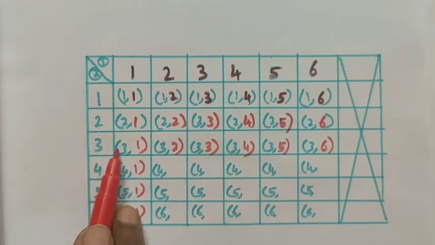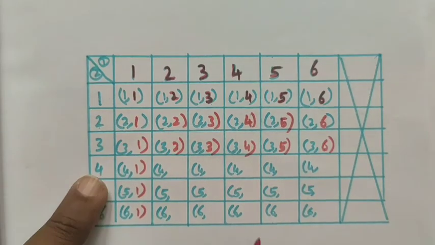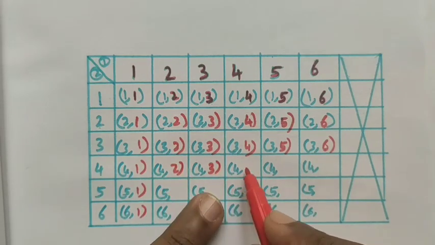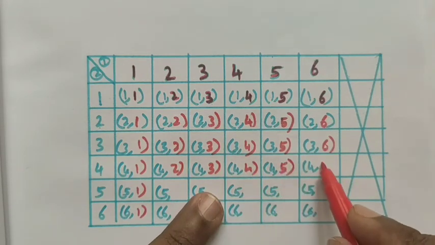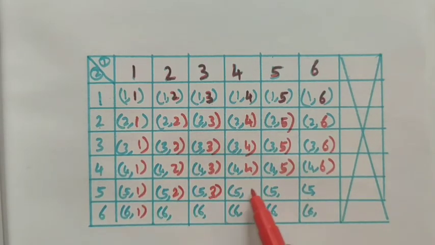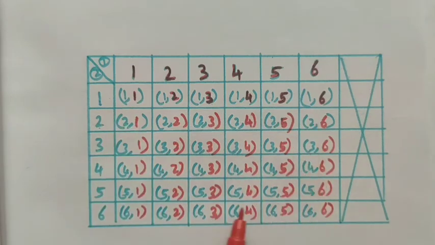Just see this, this is the intersecting point, right? 3 comma 1. The 2 points meeting is 4 comma 2. This is 4 comma 3, 4 comma 4, 4 comma 5 and 4 comma 6. This is 5 comma 2, 5 comma 3, 5 comma 4, 5 comma 5, 5 comma 6, and then 6 comma 2, 6 comma 3, 6 comma 4, 6 comma 5 and then 6 comma 6. When you count this we have 36 total number of sample spaces, 36 for 2 dice.